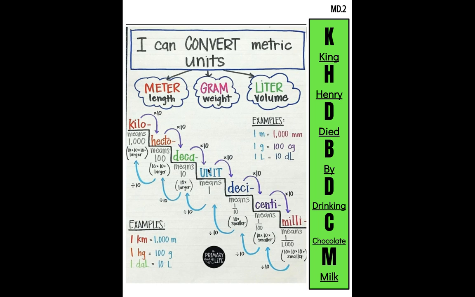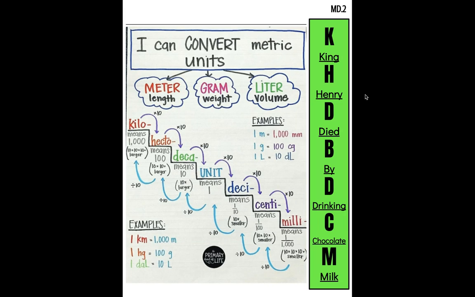So let's say that I have 1 liter. I want to know how many deciliters are in 1 liter. So I multiply by 10. So 10 deciliters is the same as 1 liter. Okay, on the opposite end, if I had 100 liters and I wanted to know how many deciliters were in that 100 liters, I would divide by 10. So 100 liters divided by 10 gives me 10 deciliters.